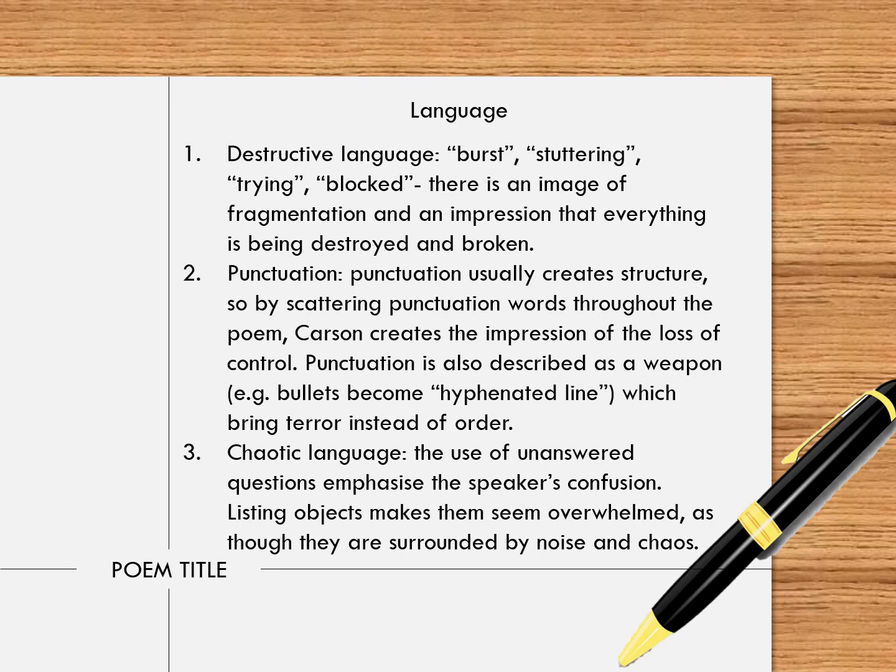And then finally, we're going to focus on the chaotic language. And I asked you to think about those unanswered questions. They emphasize the speaker's confusion. He also lists lots of objects, and this makes him seem overwhelmed, as though he's surrounded by noise and chaos.